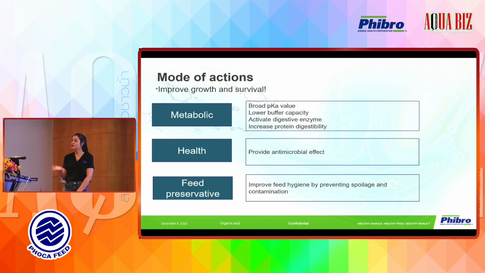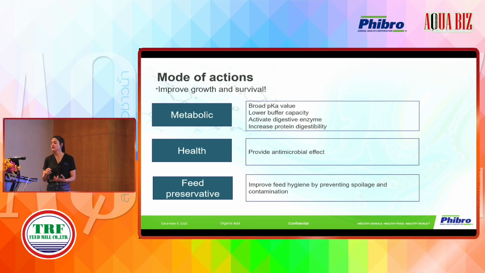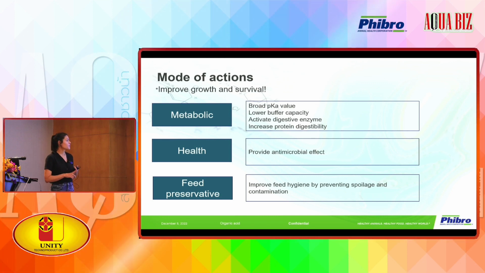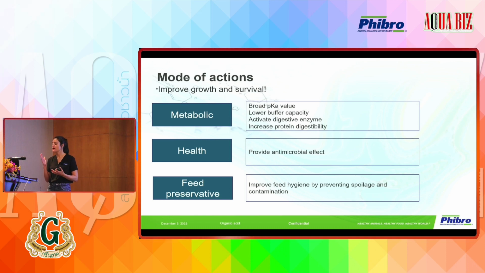So from a metabolic point of view, organic acids have broad pKa values that lower the buffering capacity of a feed formulation. They activate digestive enzymes, and they increase protein digestibility. From a health point of view, they provide a very vast antimicrobial effect, and from a feed preservative point of view, they improve feed hygiene by preventing spoilage and contamination.